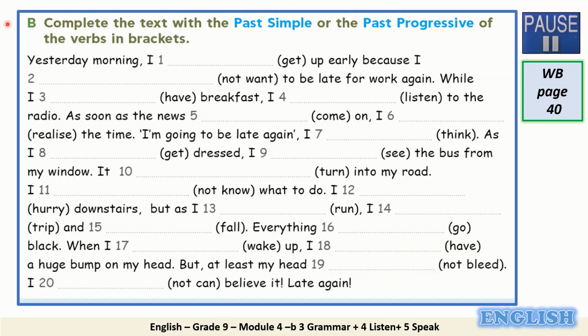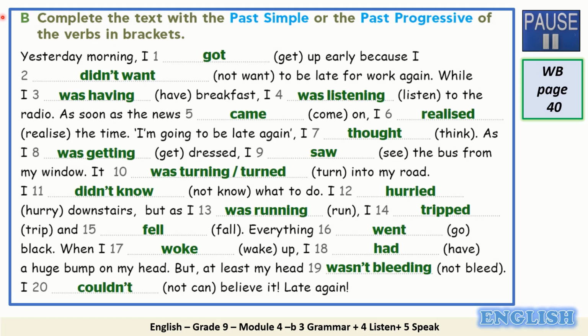B. Complete the text with the past simple or the past progressive of the verbs in brackets. Workbook page 40. You can stop the video, answer the questions, then check your answers. Now you can check your answers.